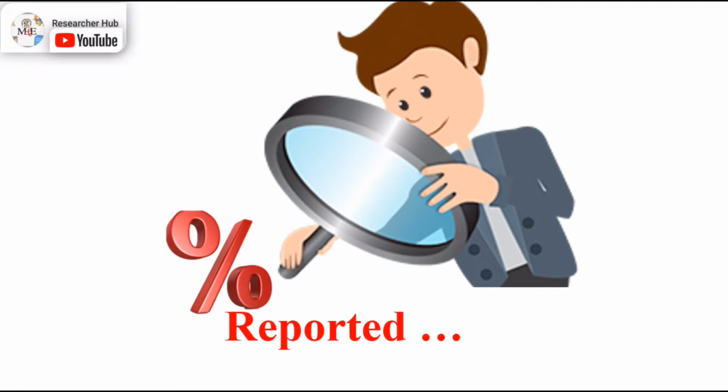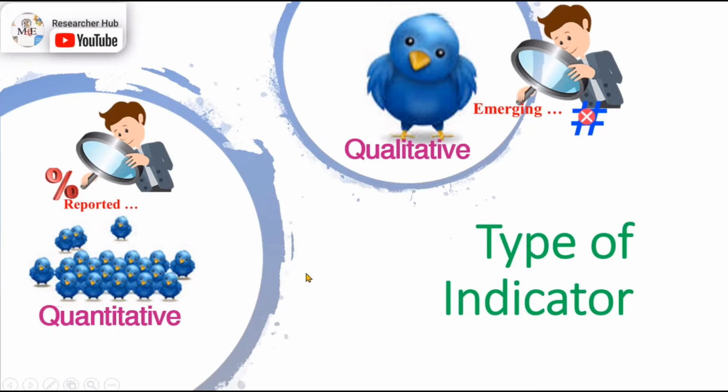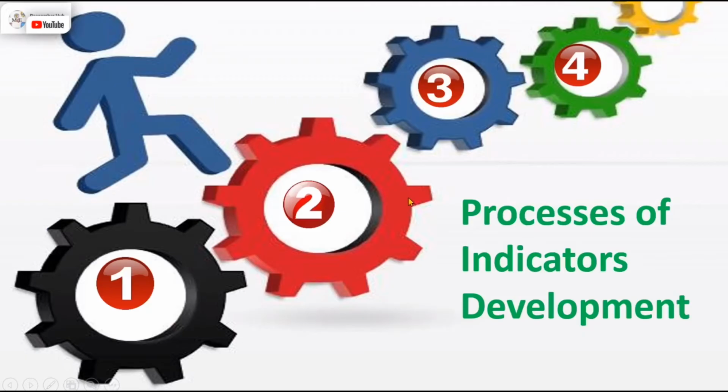And very often, like I said, it starts with percentage. So the quantitative is more focused on the quantity, and qualitative is more focused on quality or perception or the emerging of any phenomenon. Now let's move to the process of developing the indicators.